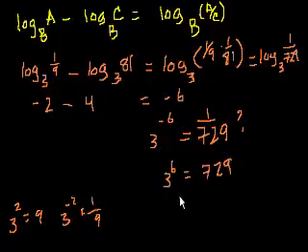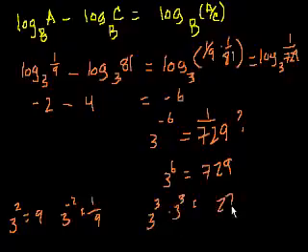Let's see, we could multiply that out. 3 to the third power times 3 to the third power is equal to 27 times 27. Now, that looks pretty close. You can confirm it with a calculator if you don't believe me.